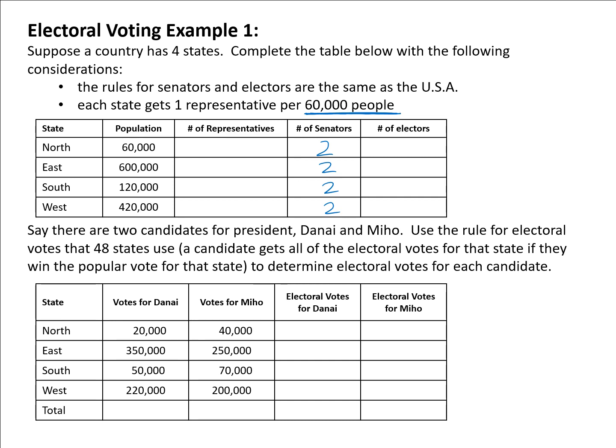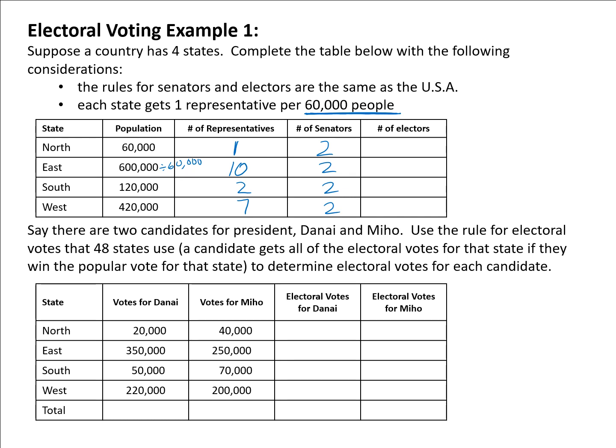So if the state of North has 60,000 people exactly, they would get 1 representative. The state of East has 600,000. To figure out how many representatives they would get, you would just divide that population by 60,000. And you may remember this process from when we did apportionment. 600,000 divided by 60,000 would be 10 representatives for the state of East. We could do that same division to see that the state of South gets 2 representatives for 120,000 people, and the state of West gets 7 representatives for 420,000 people.